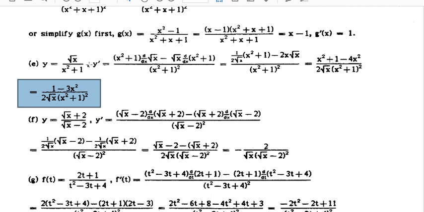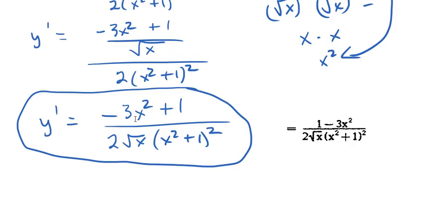Okay, so this is the way that the answer key does it here. They're using Leibniz notation, so that you'll see that. But the simplification, they don't show all the steps, but this is the same as what we got. So if you write negative 3x squared plus 1, it's the same as 1 minus 3x squared. Okay?